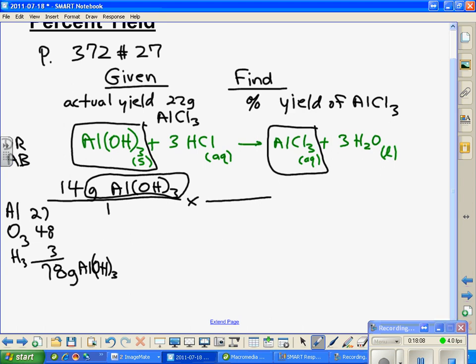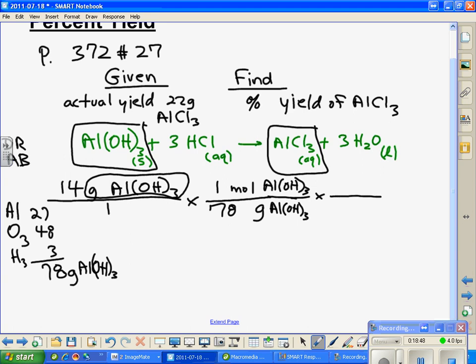All right, so what do we have down here? Yeah, we have grams of aluminum hydroxide. And what's that number? 78 grams. And on the top, what do we have? 1 mole of what? Aluminum hydroxide. Okay. Now we've got moles of aluminum hydroxide. How do we get moles of aluminum chloride? What's the ratio? 1 to 1.